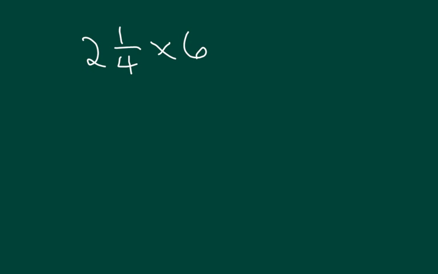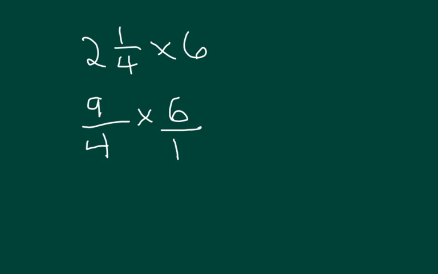There are several approaches to doing this. I'll teach you the most common method, and that would be to convert the mixed number to an improper fraction. If you remember the sequence for this, I'll do 4 times 2 plus 1, all over 4. 4 is going to be the denominator. So 4 goes in the denominator, and 2 times 4 is 8, plus 1 makes 9. And I'll rewrite 6 as 6 over 1.